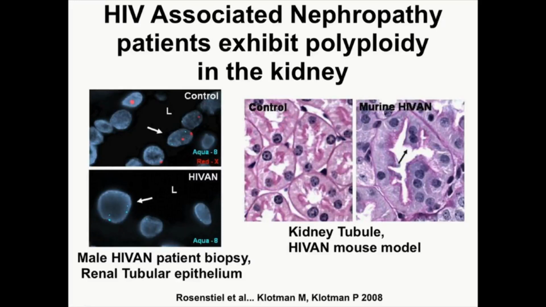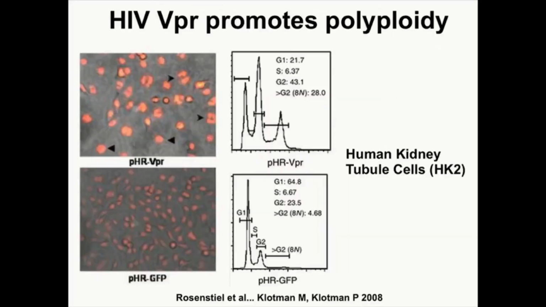And so through multiple ways, it was demonstrated that HIV infection and virus that can be transferred to the kidney can cause these kidney tubule epithelial cells to then polyploidize. So the Klotman lab has also identified the key gene in the HIV genome that is promoting polyploidy. It's the VPR gene, and VPR alone is sufficient to cause kidney cells to become polyploid.